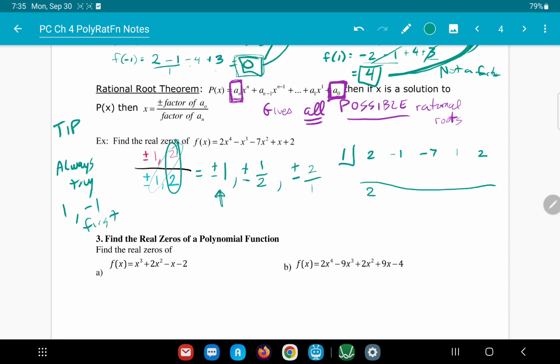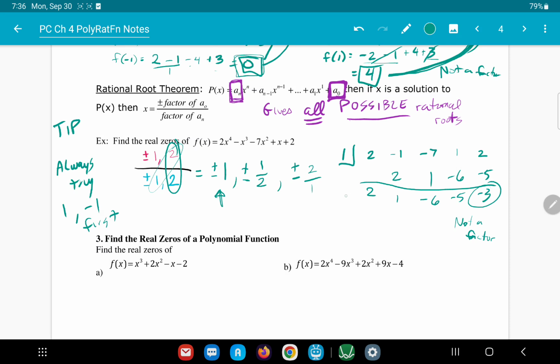I get 2 here, 2, 1, 1, -6, -6, -5, and -5. Oh no, look, I actually get a remainder of -3. Because I got a remainder, keep in mind that this is telling us that this is not a factor. So it turns out that 1 was not an actual possible root. When it doesn't work, you just move on and try another one.